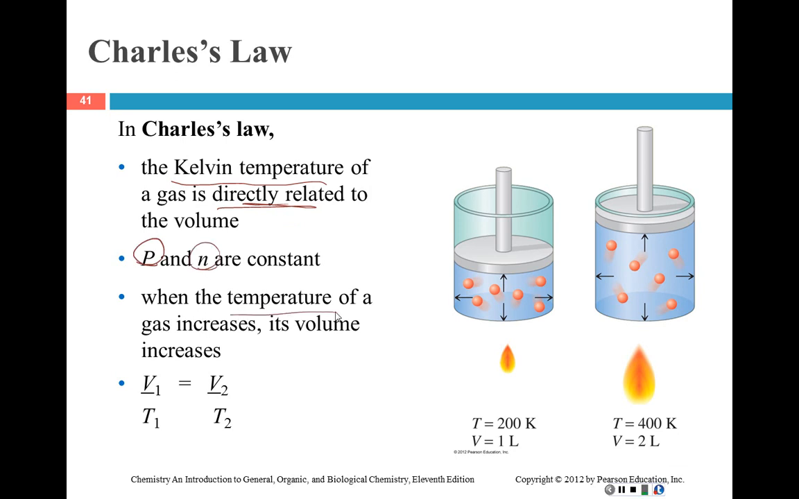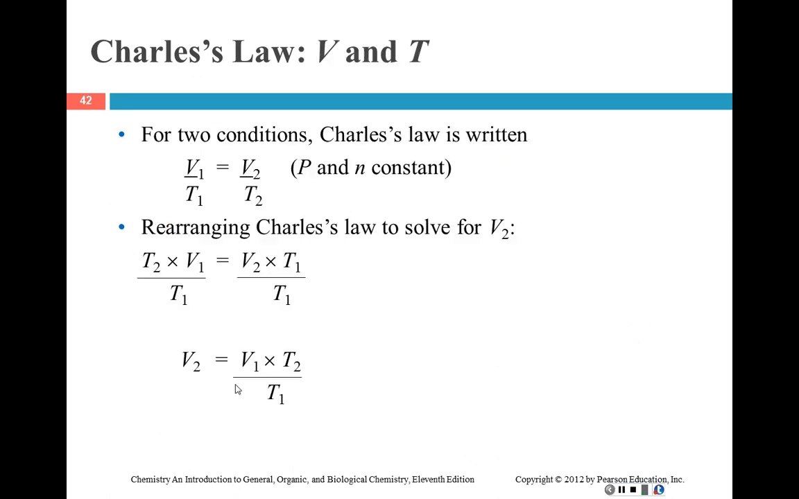When the temperature of a gas increases, its volume also increases. So if I light a fire under this piston right here, once those molecules start bouncing around faster, it's going to increase that volume because they're pushing harder on the walls. And so the relationship of Charles' law is drawn like this: V1 over T1 equals V2 over T2. So again, we have to have the P and the N constant if we're just looking at V and T.